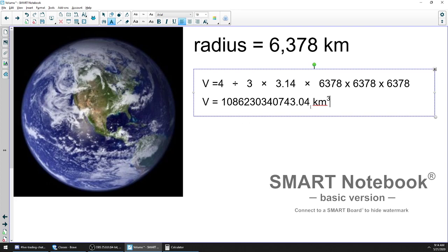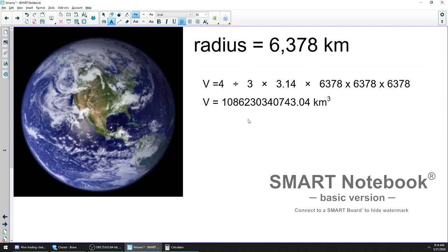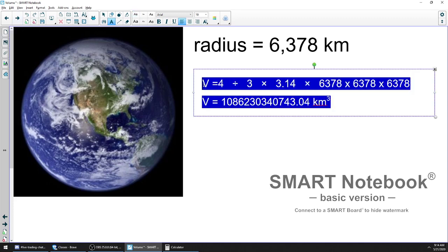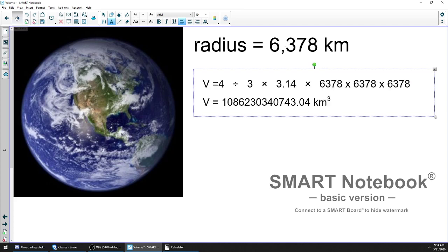Now, we know the volume of the Earth. What else do we know is big inside our solar system? If you guessed the sun, you're correct. Now, the radius of the Earth was 6,378. What about the sun?